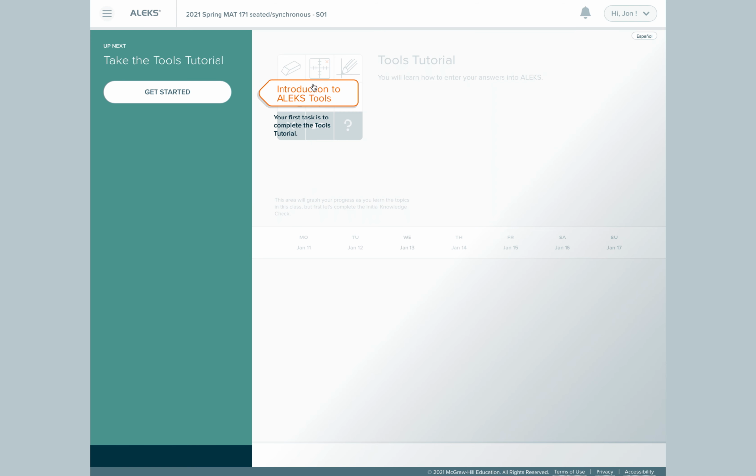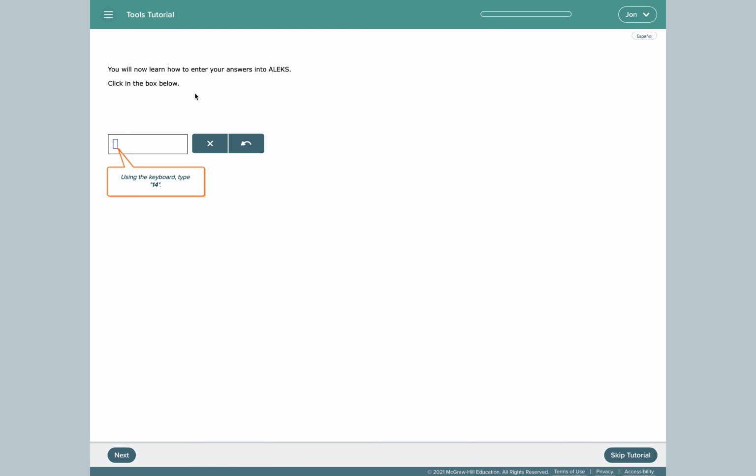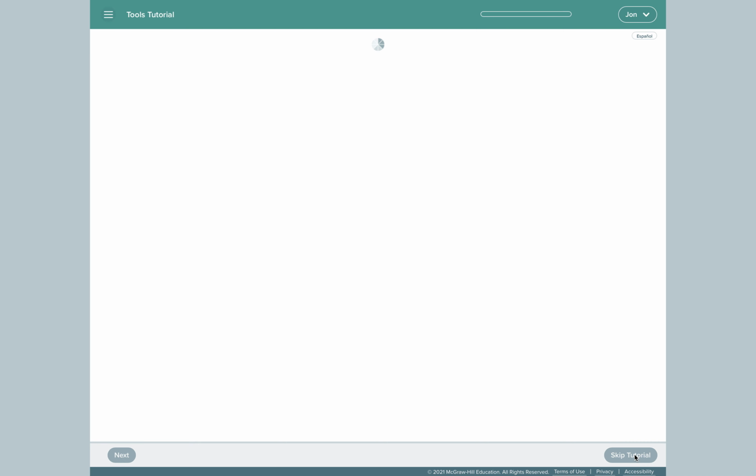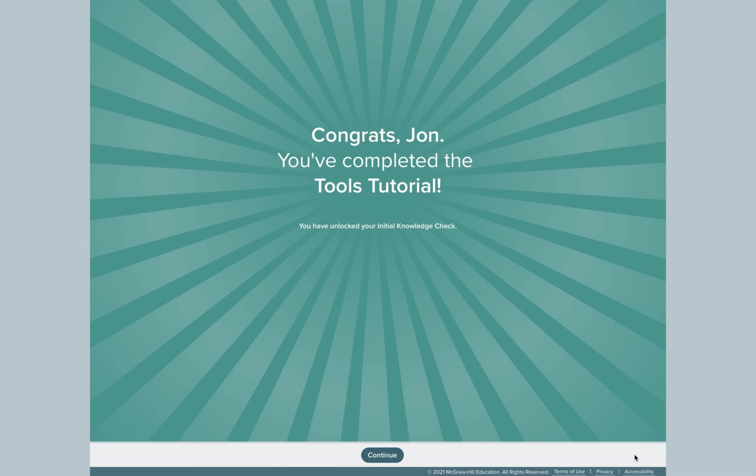Just click on next in the boxes, and you have an introduction to Alex tools. It introduces you to the calculator and how to use the keyboard. I'm just going to skip the tutorial. Once you're through, you have congratulations, your name, you've completed the tools tutorial.